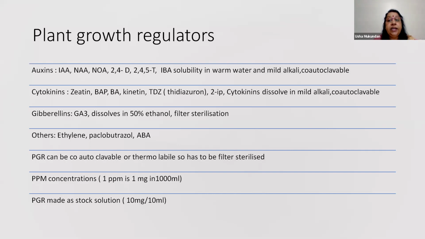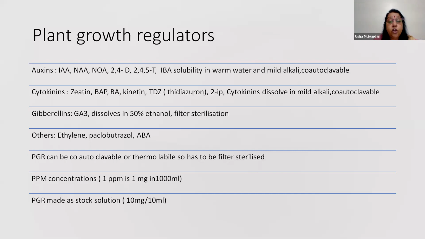Cytokinin, I told you zeatin is a naturally occurring cytokinin. Now, both auxin and cytokinin cannot dissolve in water as such. Auxins usually require lukewarm water or they require a mild alkali. Cytokinins also can dissolve in mild alkali. Gibberellin require 50% ethanol, then only they will dissolve. Now I've written a term called co-autoclavable.